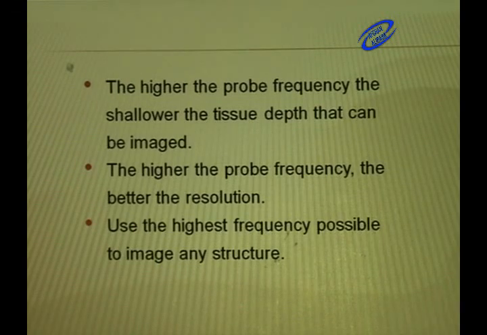But the problem would be that with increasing frequency, the penetration would be decreasing, and a limit is reached when we are unable to penetrate into the structure at all, and that won't give us any information. Therefore, there is a cutoff between the penetration, that is the wavelength, and the frequency which we can use to image adequately. So wherever possible, when we have adequate penetration, we must use the highest possible frequency for that adequate penetration to get the best image possible.